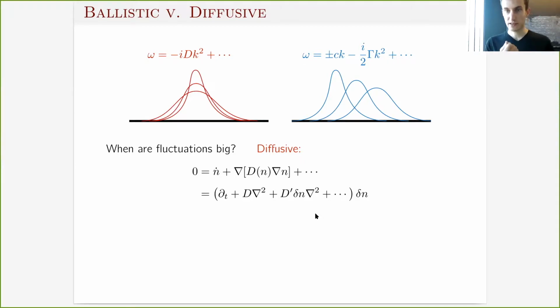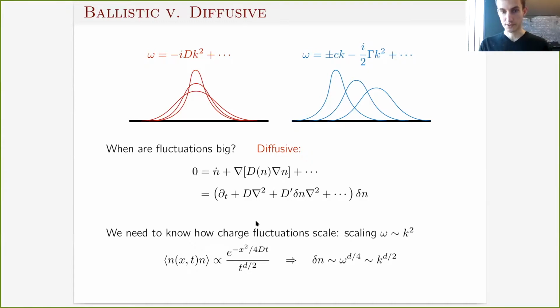And there's a simple scaling argument that will tell us. Basically, we'd like to compare this term to the leading kinetic terms here. So we'd like to know how these fluctuations of the charge scale at low frequencies. And to do this, all we need to know is what the charge two-point function is. In a diffusive system, the charge two-point function looks like this. It's a Gaussian that spreads in time. It's basically what I plotted over here.